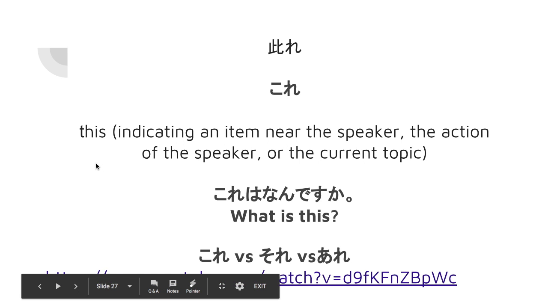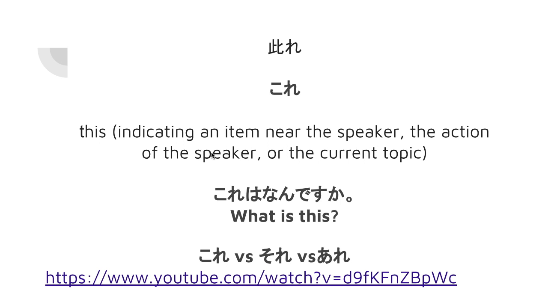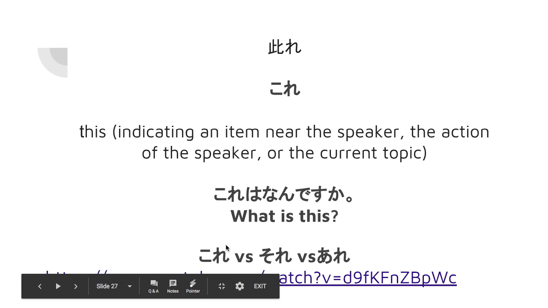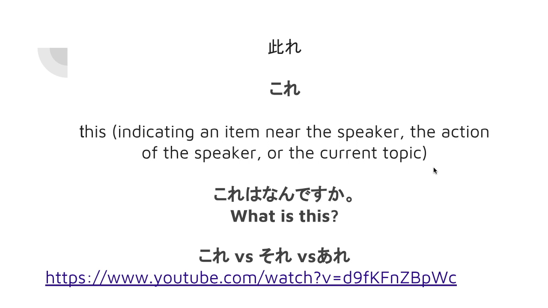Kore means this, indicating an item near the speaker, the action of the speaker, or the current topic. For instance, if this word was me, and this space here was an object, I could go, kore wa nan desu ka? What is this? There's actually a great video showing the difference between kore, sore, are, and it's in the link below. I highly recommend you watch it, but I will mention kore, sore, are later in this video if you're interested in learning more about it.